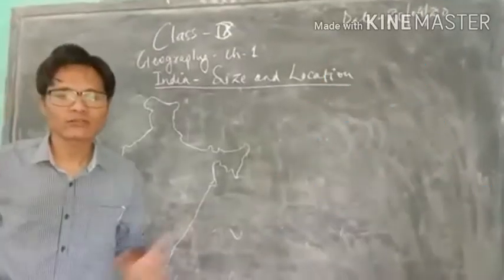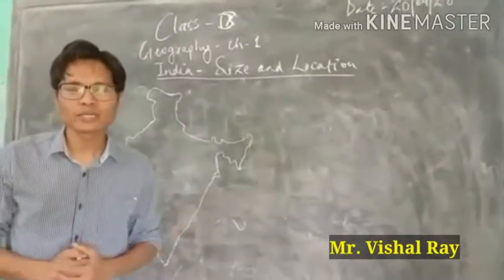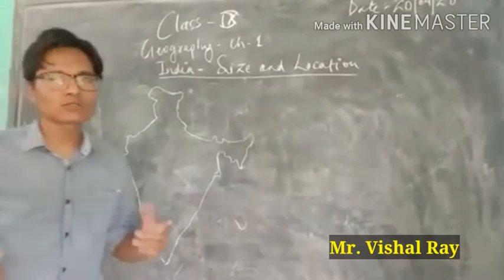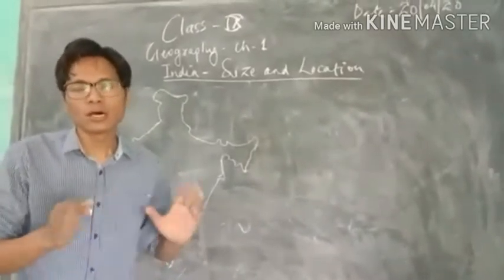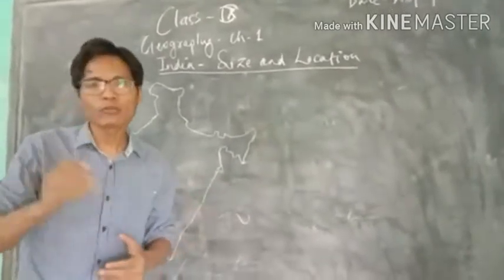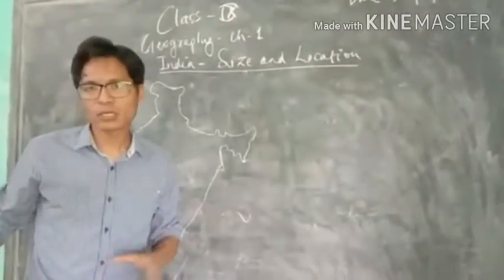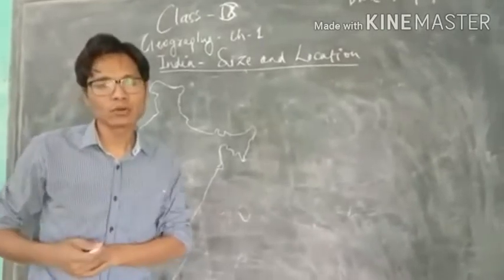So this is part 2 of our video, Class 9 Geography, Chapter 1. In the last video I was talking about latitude and longitude. Now if you follow me in the book, on the very first page, you have everything there in the book itself.